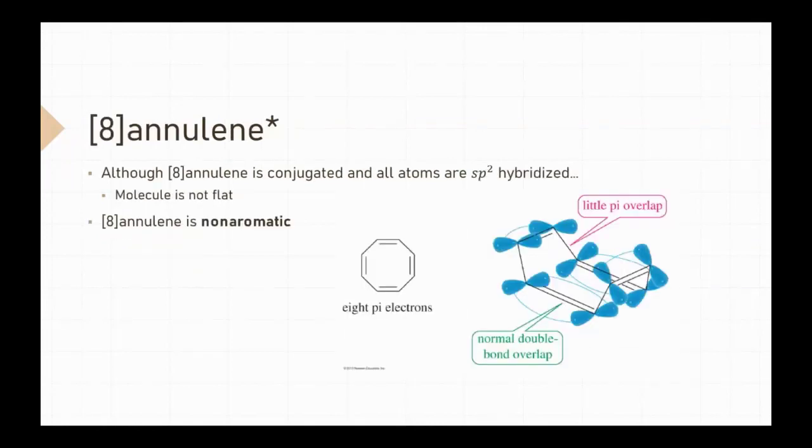The one weird one is the 8-membered cyclic structure. If you see this, you might think 8 pi electrons, anti-aromatic, but no, this is non-aromatic because it is not flat. Depending on what your professor says, sometimes they consider it anti-aromatic, but you can always argue that it's non-aromatic because it's not flat.